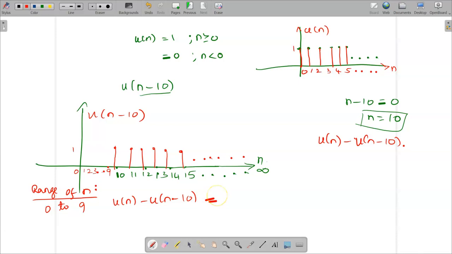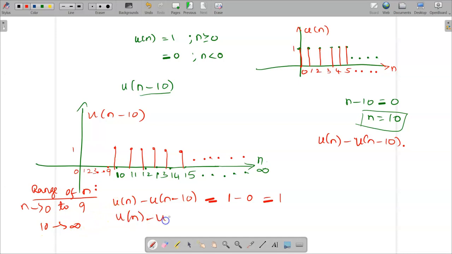What is u of n for 0 to 9? Anyway for 0 to infinity the value is going to be 1. So u of n for 0 to 9 is going to be 1. For 0 to 9, u of n minus 10 is going to be 0. So the value is 1. And then what is the next range of n? The next range of n is 10 to infinity, not 9 to infinity, it is 10 to infinity. Why? Because I don't have any signal between 9 and 10. So 10 to infinity is your next range.